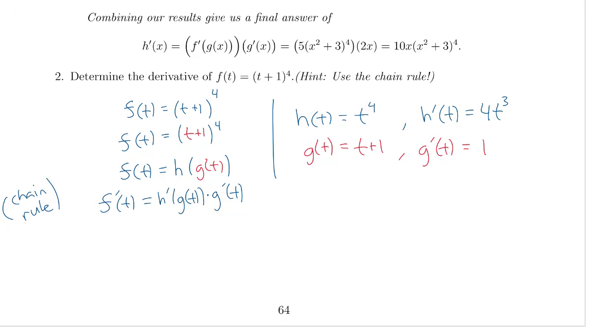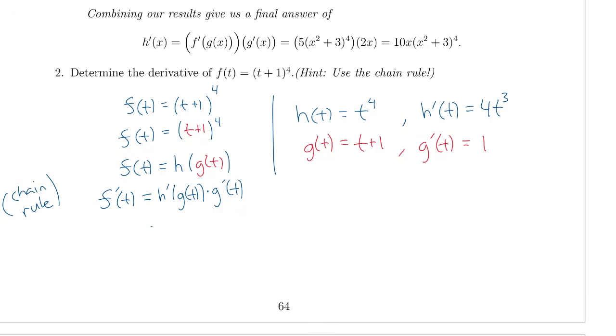Now that we have those derivatives, we simply substitute those functions into our formula. This gives us the following, and again I recommend doing this in a couple steps the first few times you do this. We substitute g of t, which is right here, into our derivative, and so that is just the quantity t plus 1. And then g prime is next, and that's just 1. That won't change anything, but we can write times 1 just to be clear about our work.